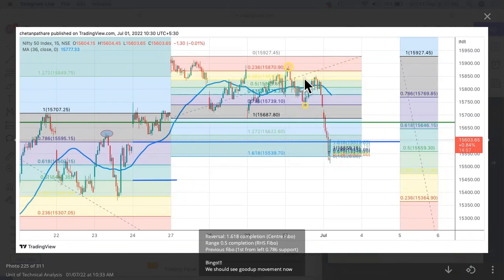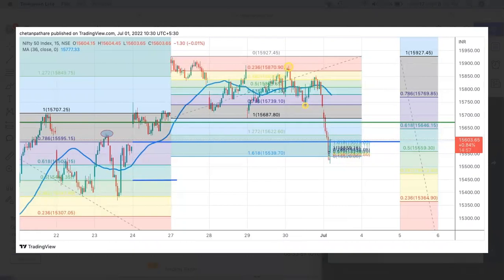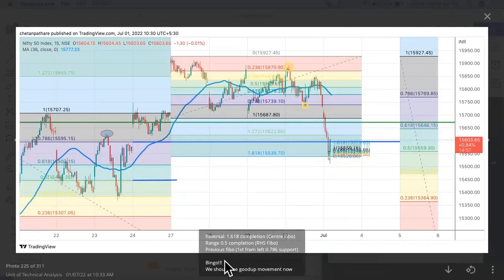So these are the points, especially completing 0.236, giving us a small cycle coming down to 1.618 and completing a 50% reversal. Range 0.5 completion, right-hand side. So this is 50% completion, 0.5, right? Previous Fibo, this is 0.76, just a support point, nothing more than that in terms of technical support. So bingo, we should see good upward movement from here on. This is what was given on the group on the 1st of July.